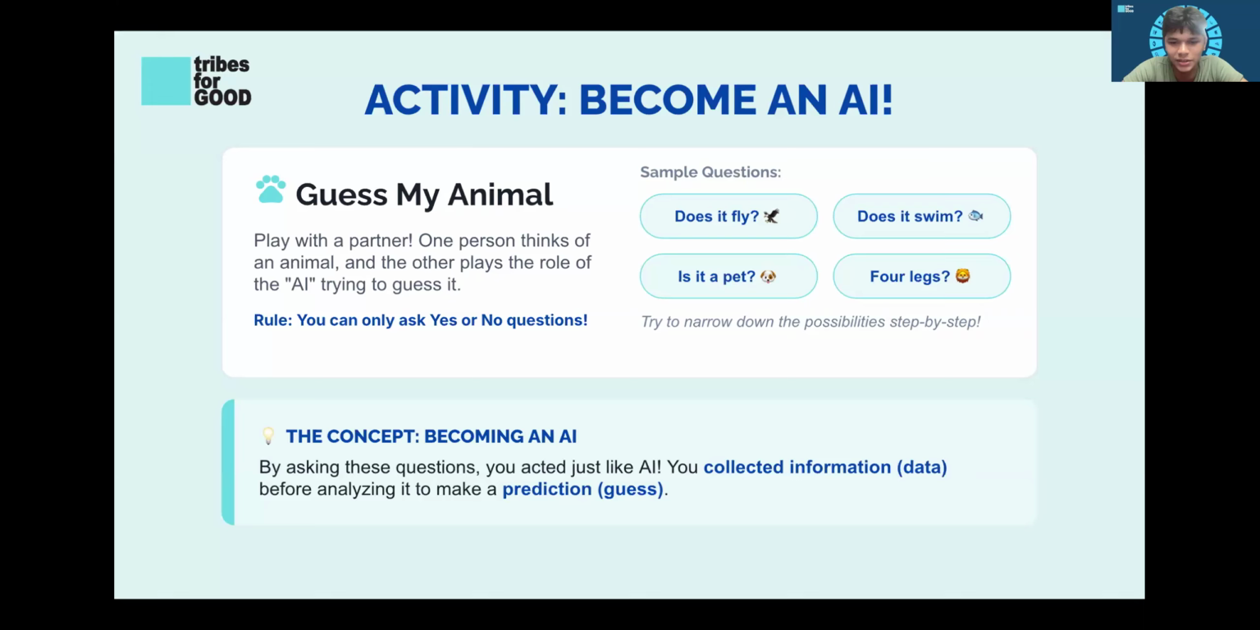There are some sample questions given here: does it fly? Does it swim? Is it a pet? Four legs? For those, the other person can give yes or no answers. Then the person who is asking the questions will have to guess which animal the other person is thinking about. So that is the activity, and that's homework for you guys. Ma'am, next slide.